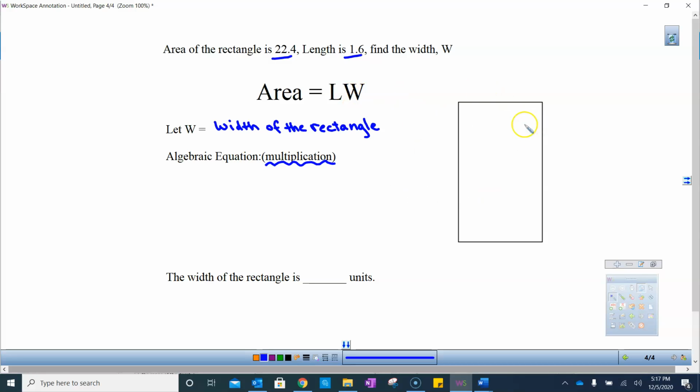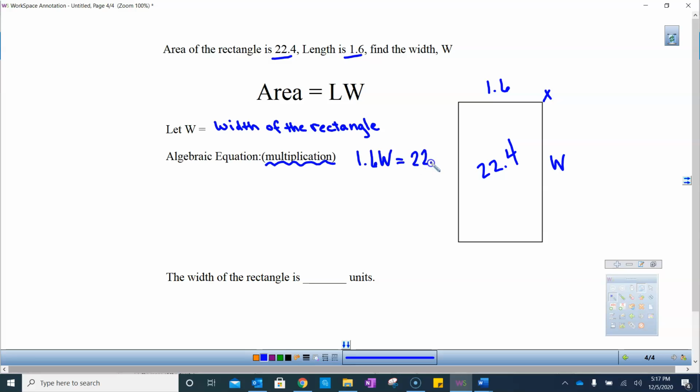So to get it set up, I'm going to just label my rectangle. I'm going to call this 1.6 the length and this side W. And I know when I multiply these two things together, I should get the area of 22.4 units squared. So that may help you when you label it to see what equation I'm looking for. If you take 1.6 and you multiply it to W, you should get 22.4.